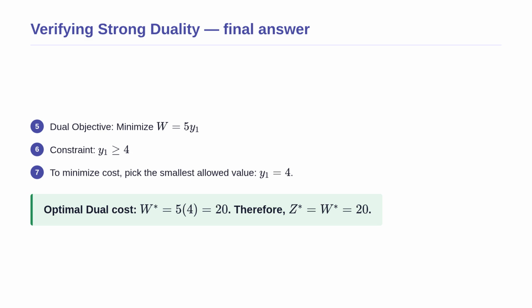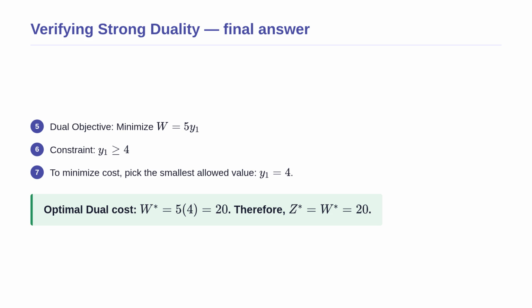The objective is to minimize W equals 5y1, using the primal's limit of 5 as our coefficient. The constraint uses the primal's profit, so y1 must be greater than or equal to 4. To minimize W, we should pick the smallest allowed value for y1, which is exactly 4. Let us calculate the optimal dual cost. We get 5 times 4, which is also $20.